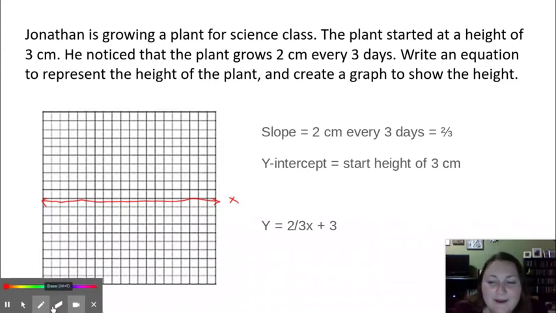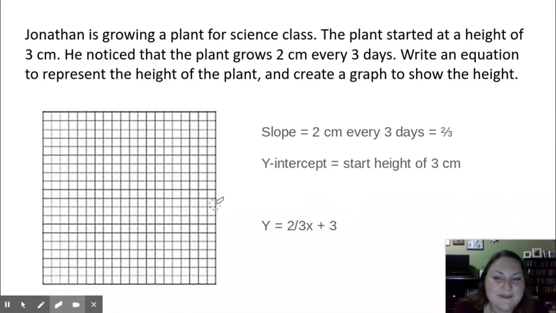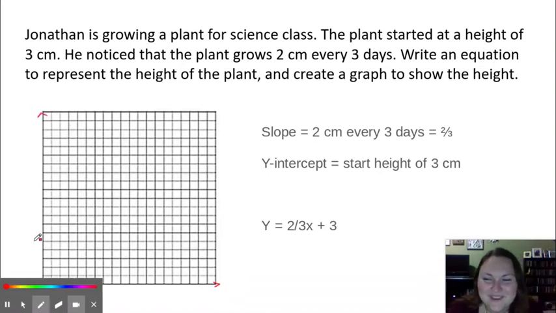In this problem, I am not going to do that. Do you know why? In this one, I'm not going to do that because in this problem, we don't need the negative numbers. We're talking about centimeters. Your plant's not going to be negative centimeters. And we're talking about days. You're also not going to have negative days. So because of that, I'm just going to use this side over here as my y-axis, and then this bottom part here as my x-axis. I'm just going to put those arrows there so we know.